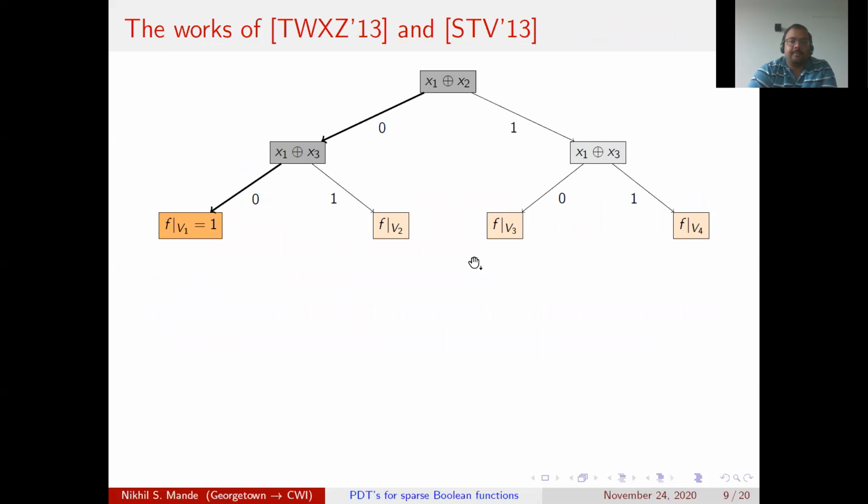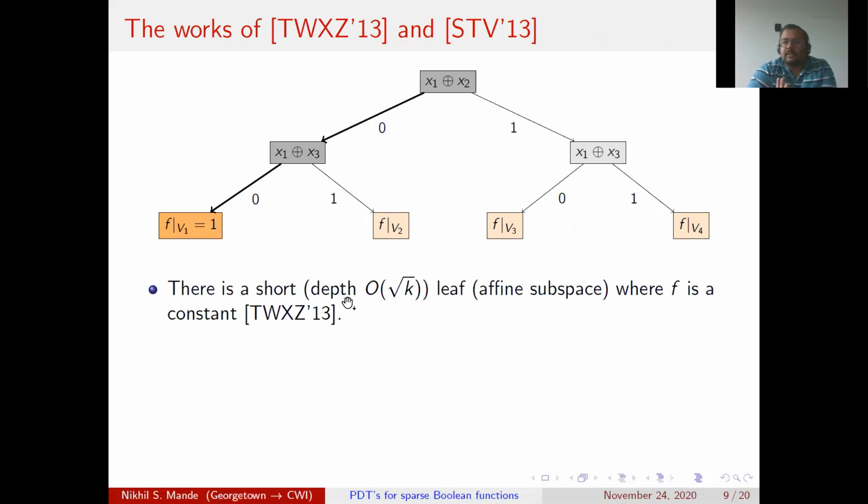Here's the idea. Suppose there's a small set of parities, first of all. Suppose there's order square root K parities, such that when you query these parities and you get a particular fixed set of answers to it, then the function becomes constant. What does that mean in this picture? Suppose the set of parities is x1 xor x2, and x1 xor x3. And if the answers were 0, 0, we know that f is a constant. Suppose there exists such a leaf.